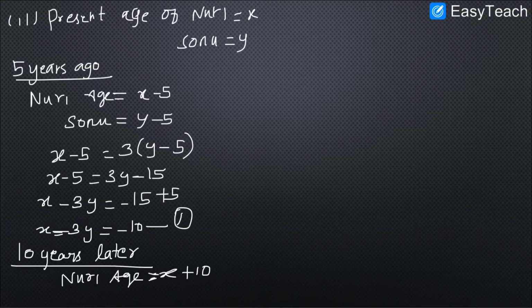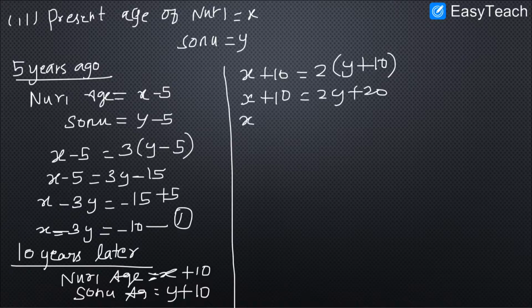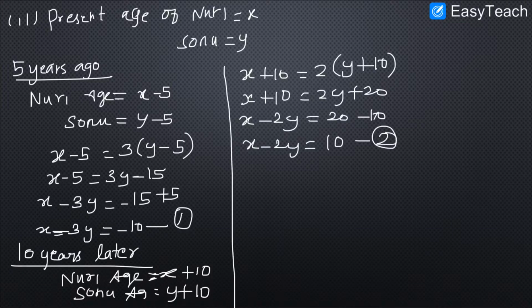So we just add 10 years to the current age. So Sonu's age after 10 years is y plus 10. According to the question, 10 years later, Noori's age, which is x plus 10, equals 2 times Sonu's age, which is y plus 10. Let me multiply inside: 2y plus 20, which gives me x minus 2y equals 20 minus 10. So x minus 2y equals 10.